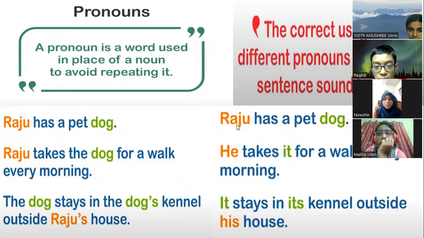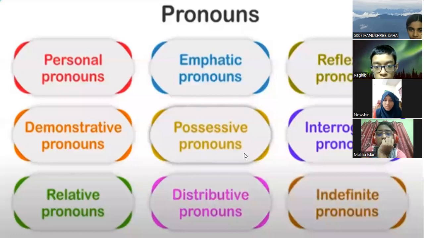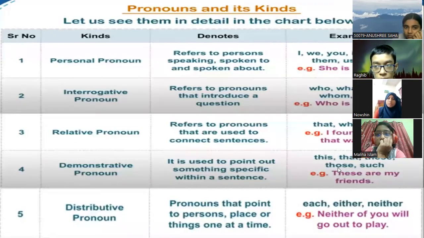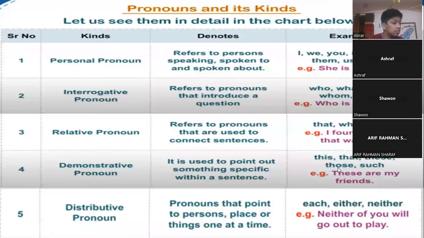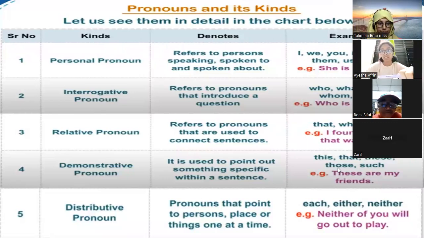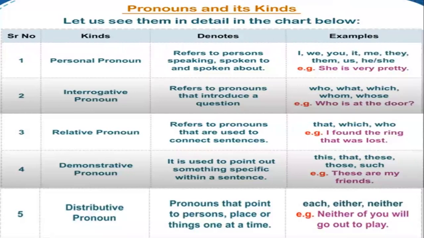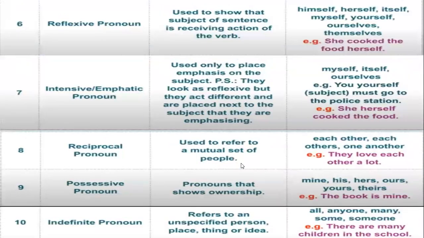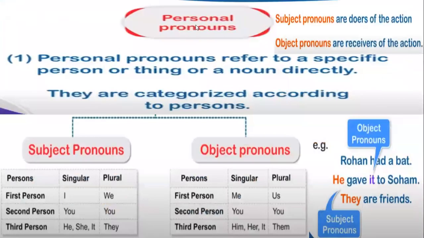So let me go with the types now. These are 9. Basically, there are 10 types, but I just put it on. There is another one which is called reciprocal. Miss, is that the one each other and one another? Yes, it contains the relationships between two subjects or nouns. So I will go with simply defining it. I have put it on a chart so that you can go along with it at a stretch. But let me go first with the briefing, I mean, the elaboration of it.